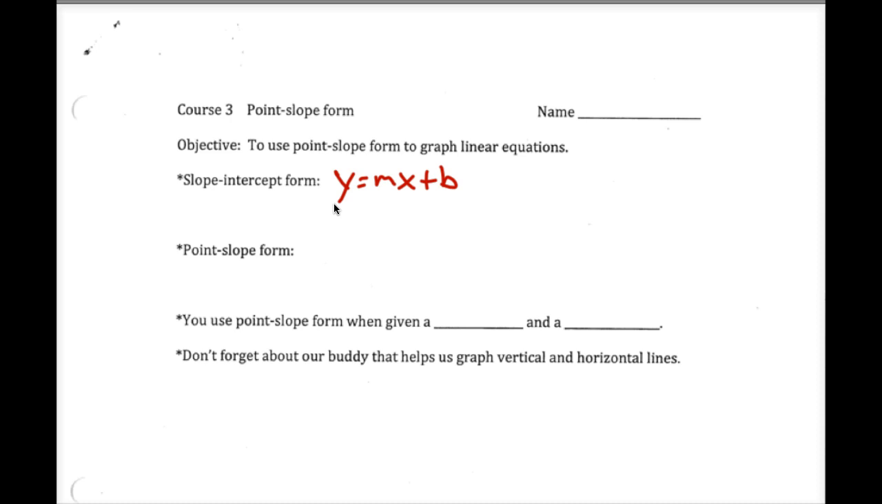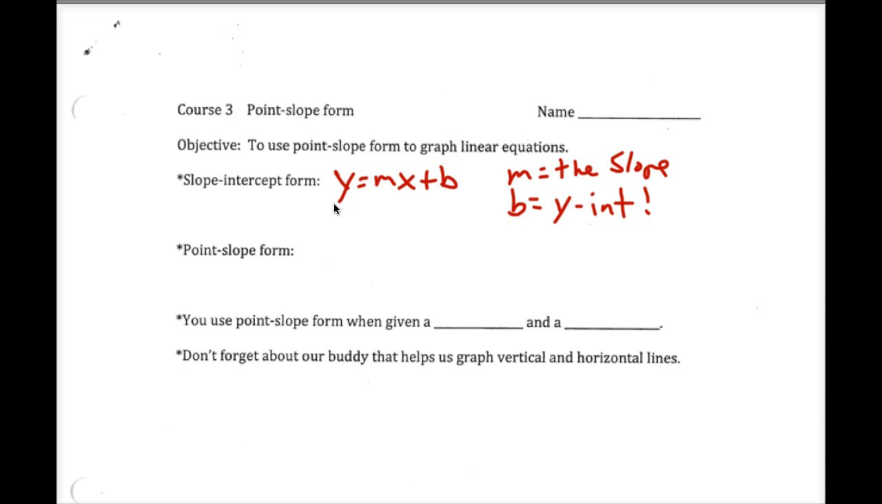Don't ruin it. Guys, what do you know about slope-intercept form, first of all? What's m? Slope. Yeah, it's the slope. And b equals the y-intercept, or basically where that line crosses the y-axis. Now, Harrison, your question yet? No, it's about point-slope form.